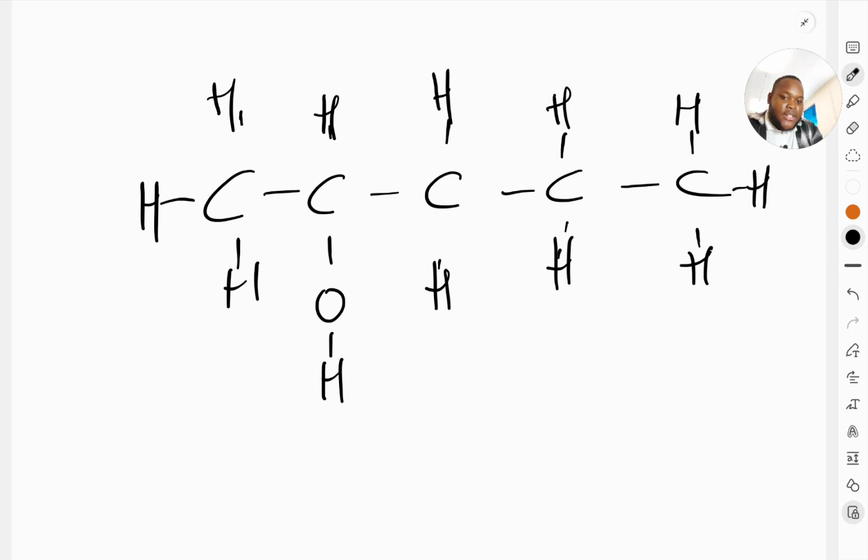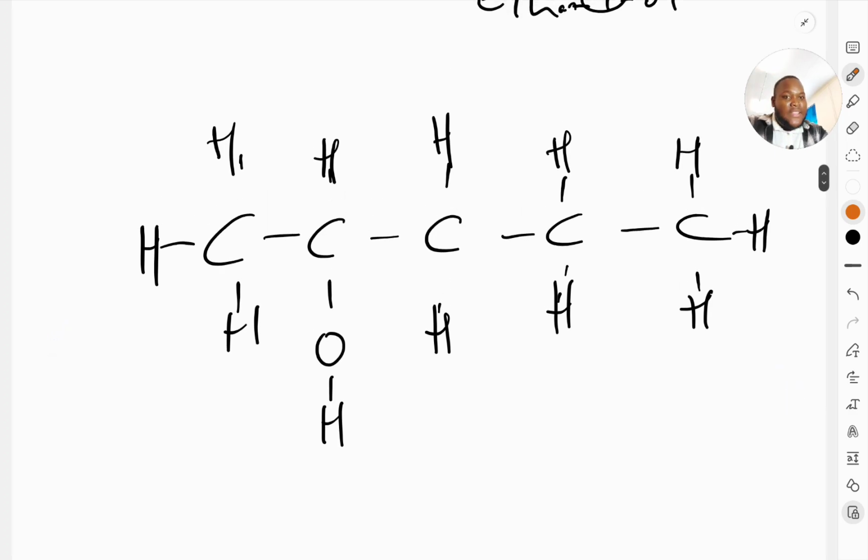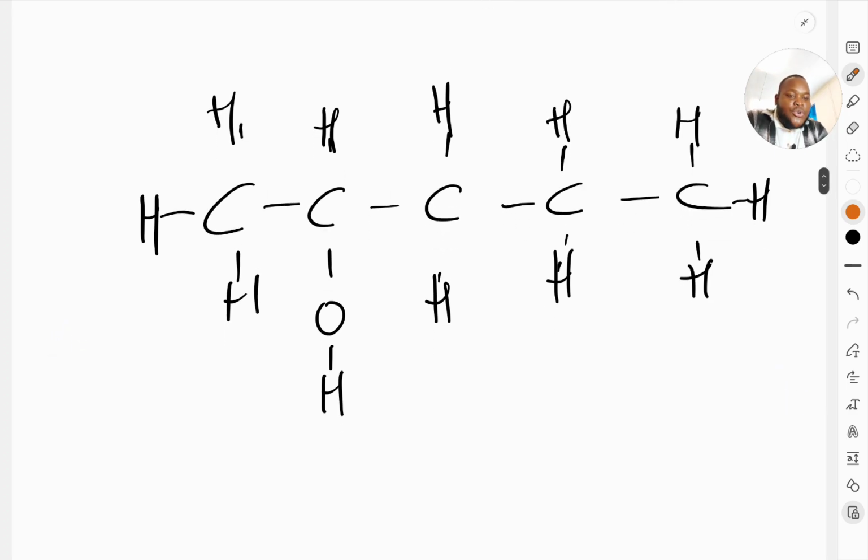But when I look at this structure here, I have an OH group, which is a hydroxyl group. So this makes this particular structure an alcohol. Now if I want to name this particular alcohol, I am going to establish the longest chain. What is the longest chain here? I'm going to start counting from left to right. When I count from left to right, I have carbon number 1, carbon number 2, carbon number 3, carbon number 4, and carbon number 5.